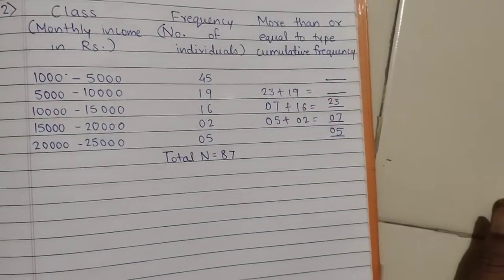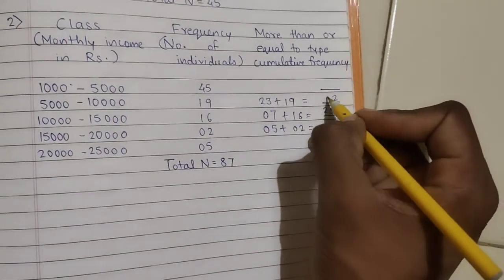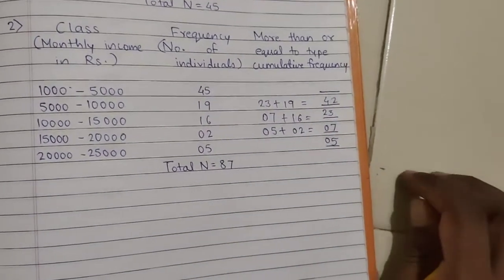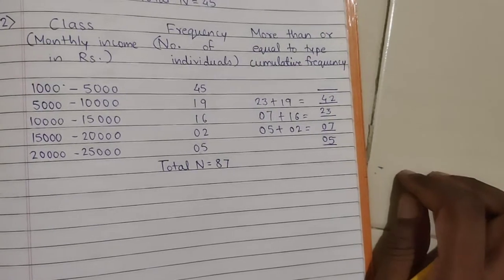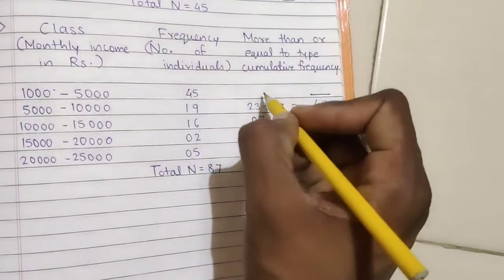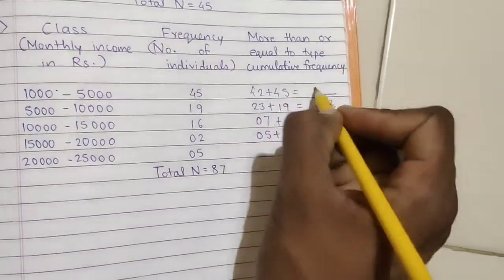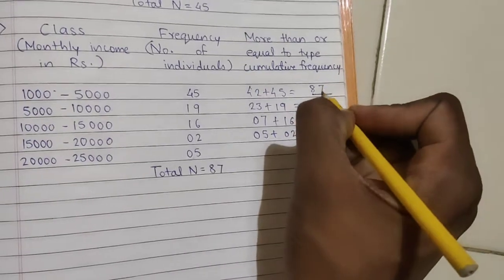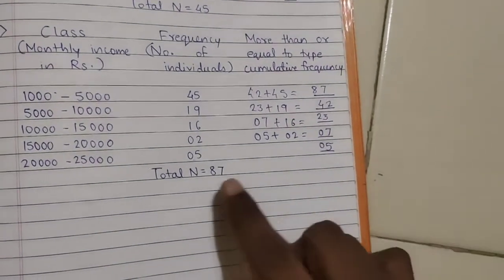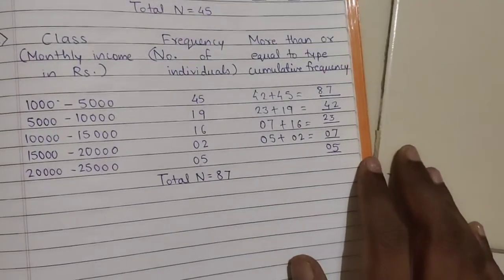23 plus 19, if you do, 9 plus 3 is 12, 1 carry, 42. So if you do 23 plus 19 you will get 42, and then our next step will be 42 plus 45. So let us see what we are getting. 42 plus 45, how much? 87 you are going to get. Okay, and you can tally your answer. Both are 87, that means we are right.